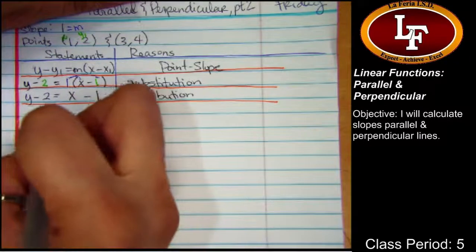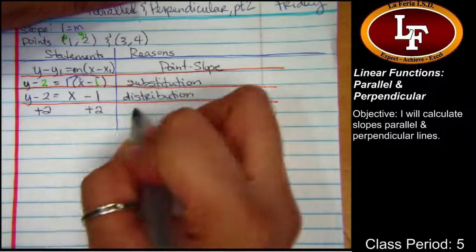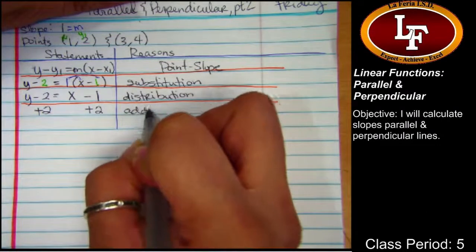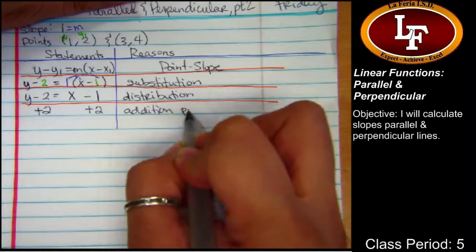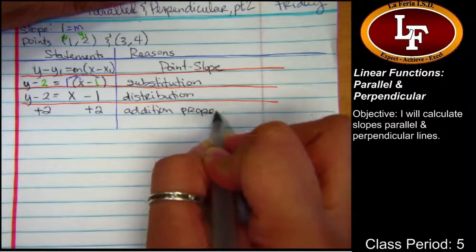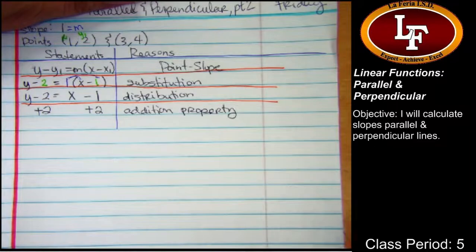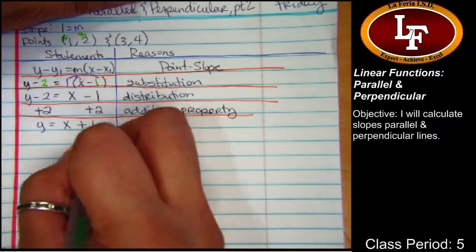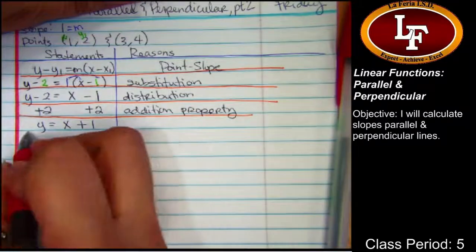Why are we adding 2? So that what can be divided by? Thank you. And what's the property? Addition? Subtraction? Addition, because we're using addition. If we were using subtraction, it would be the subtraction property. Beautiful. So this side is y equals, and the other side is x plus 1. Yay, we're done.